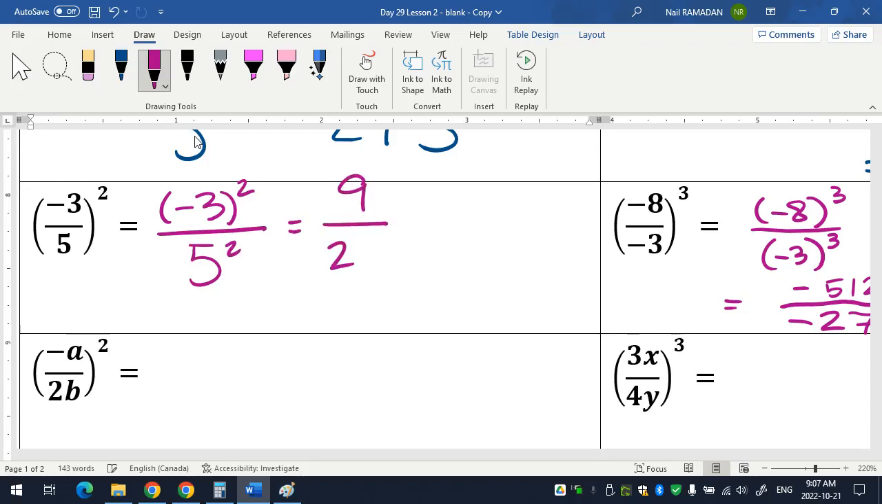9 over 25. So Hamza, that's what you meant by canceling it, right? He meant canceling it because of the power. I meant canceling it by the virtue of another minus. Good, good, good.